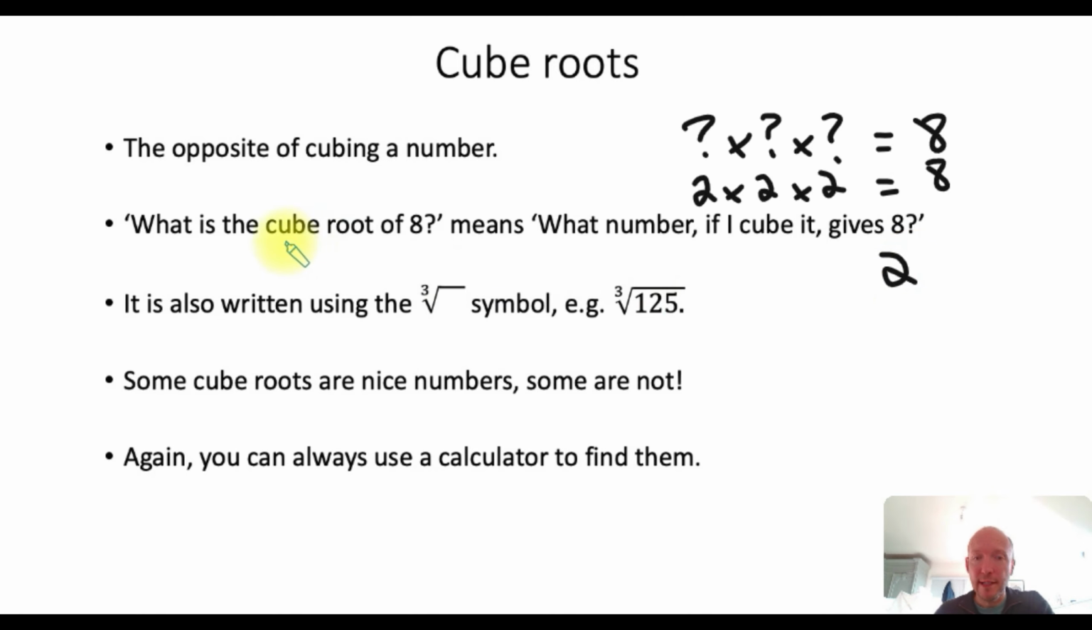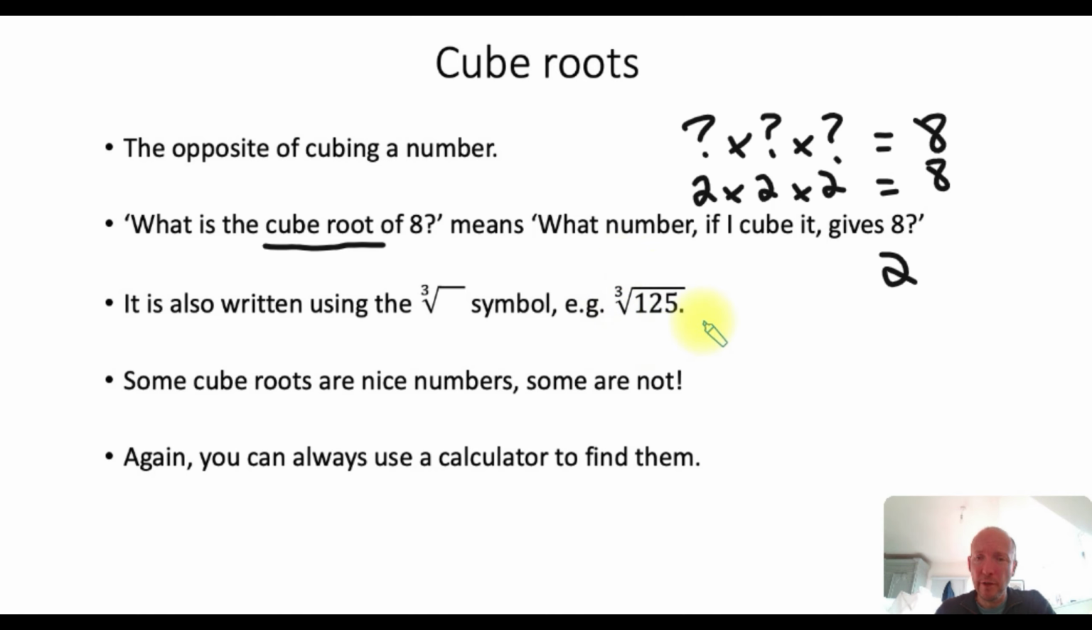Now, you often see it written like this, as cube root, but you also have a symbol for writing that down, which is good to know, which is the square root symbol with a little tiny 3 just above it here. And I'll show you in a second how to find that on the calculator. So that there is saying what is the cube root of 125.